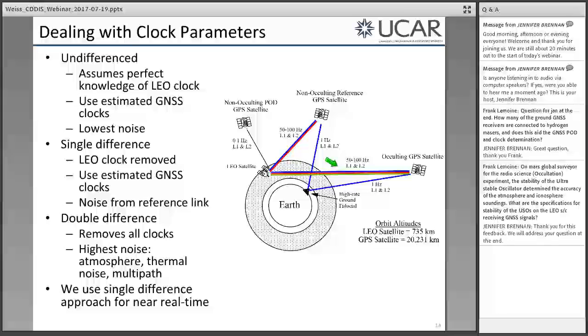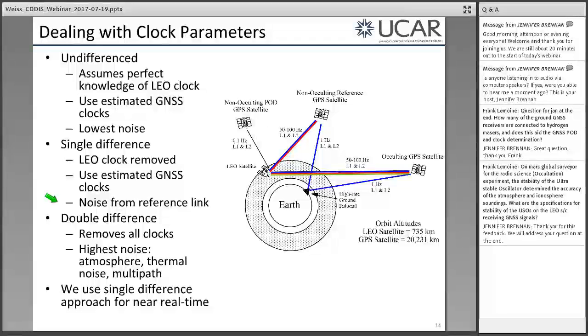For near real-time processing, we generally do a single difference approach, so that means we're now differencing the measurements on the occulting link here with a reference link for an up-high satellite. And that allows us to remove the common receiver clock parameter, but we still need to introduce the GNSS clocks from an external source. This does add noise to the solution because we're now looking at measurements from two different links, but the benefit is you don't have to worry about the receiver clock.